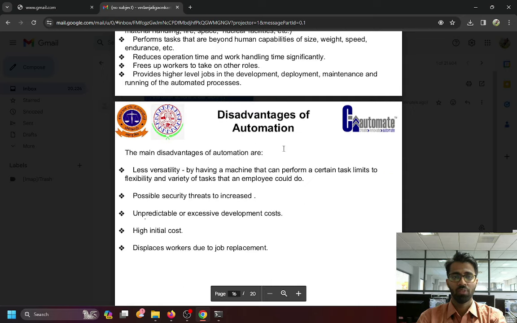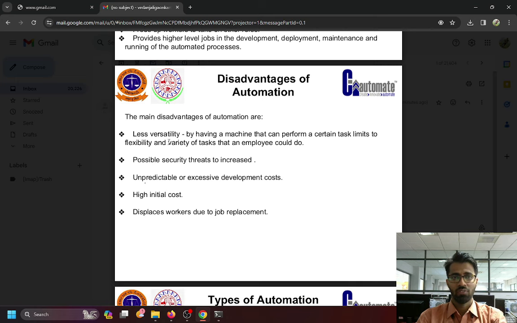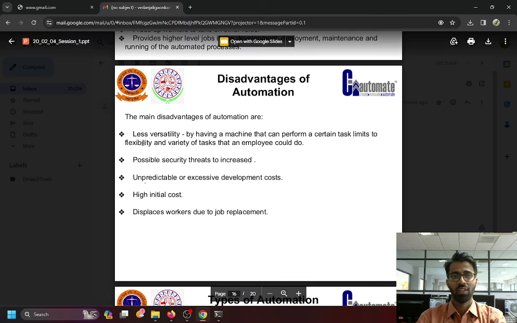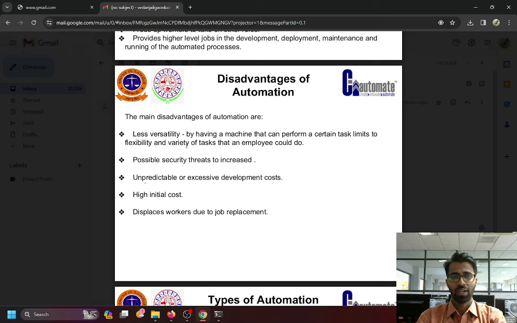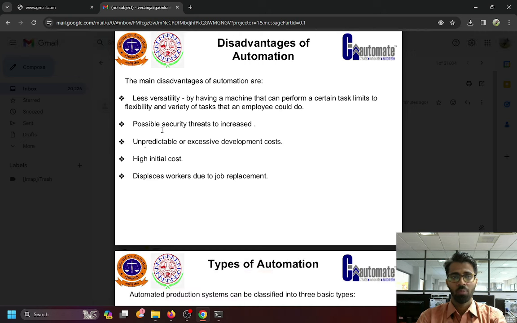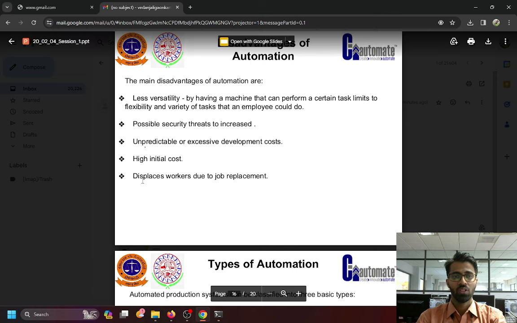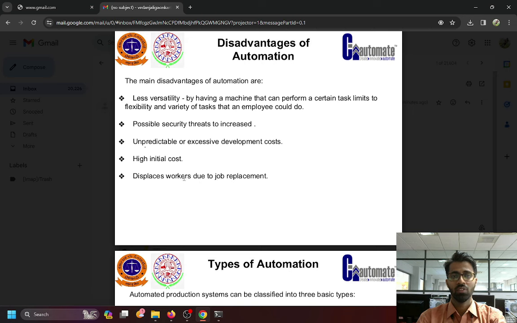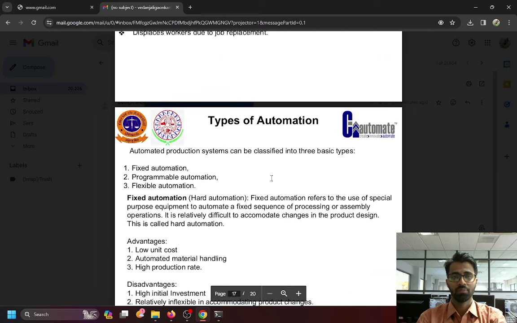Disadvantages of automation. The main disadvantages of automation are less versatility, as machines can perform only certain tasks, limiting the flexibility and variety of tasks that an employee could do. Possible increase in security threats. Unpredictable or excessive development cost, high initial cost, and displacement of workers due to job replacement.